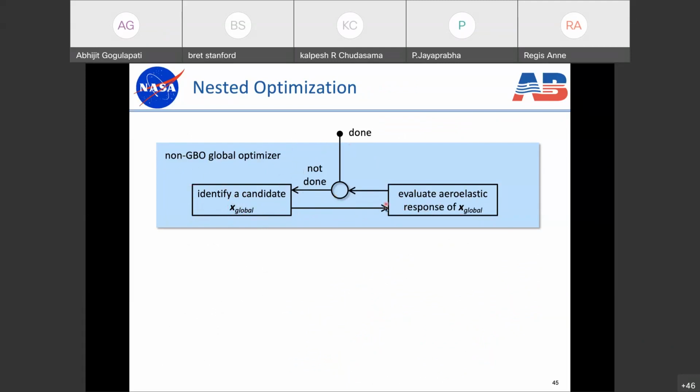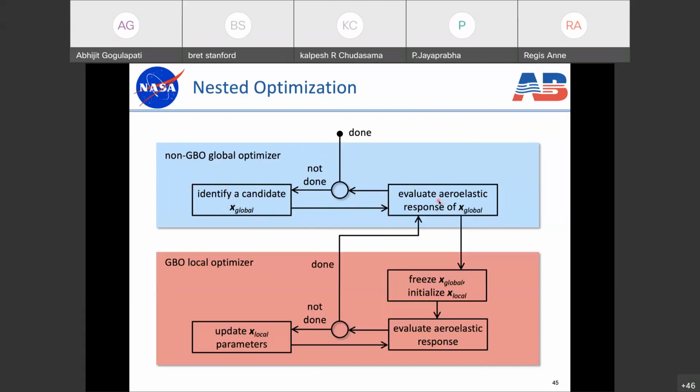So the magic of this is inside this box here, where we, quote unquote, evaluate the aeroelastic response of the topology design variables. Because what we're really doing here is dropping down to the local level, and we're going to freeze the topology design variables, and now we're going to optimize the shape and sizing variables that we can handle with a dedicated gradient-based optimizer. So we initialize the local variables, we evaluate the aeroelastic response, we update the variables, and we evaluate again. So we gradually make our way through the design space until we converge.